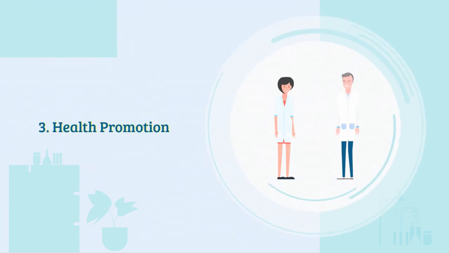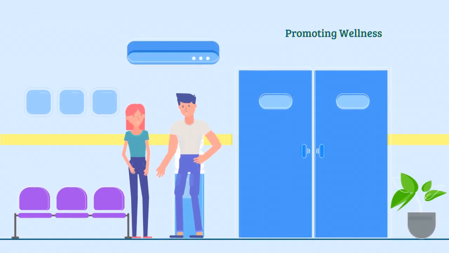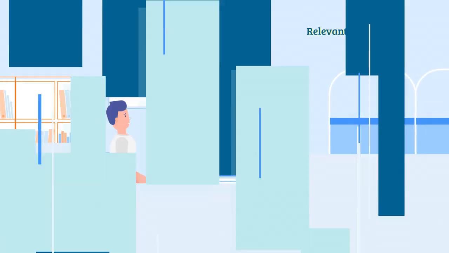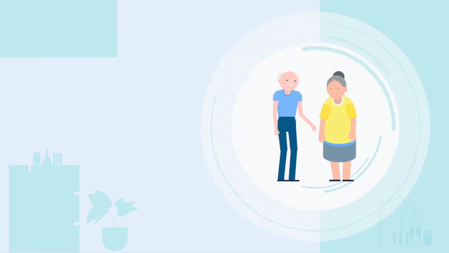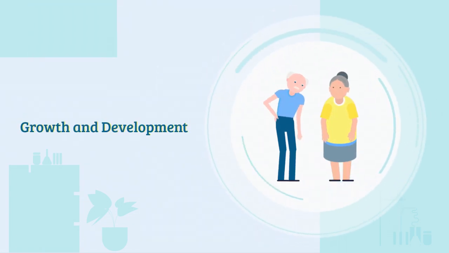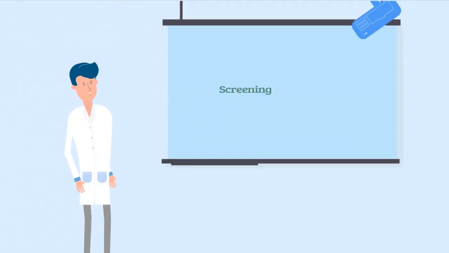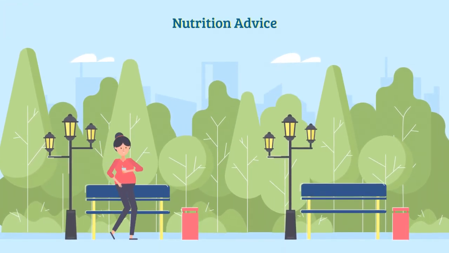3. Health promotion and maintenance. This is about preventing illness and promoting wellness. Topics include growth and development, baby to elderly, prenatal and newborn care, screening and health education. Example: what advice would you give a pregnant woman about nutrition?